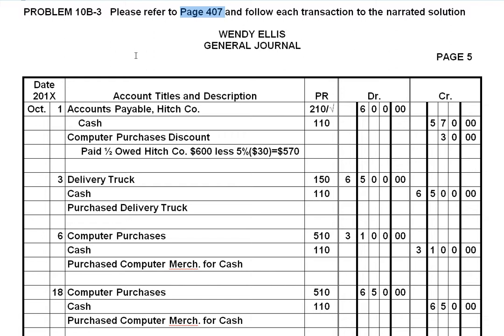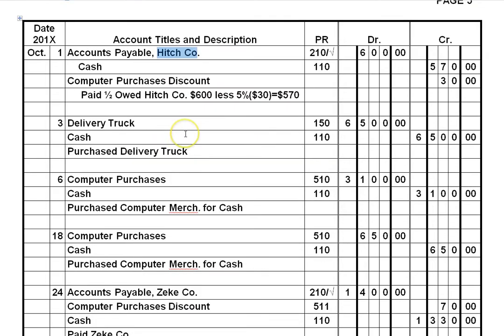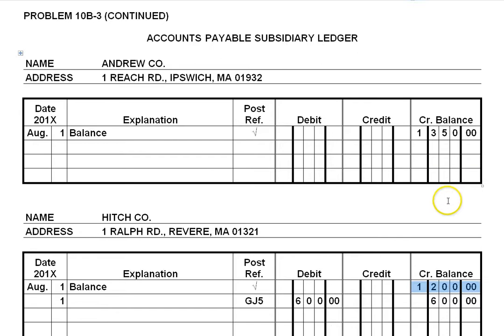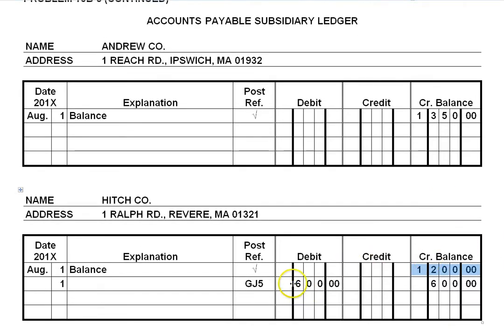The first transaction, again, go to page 407, October 1. We paid half the amount owed to Hitch from a previous purchase. Quickly, I'll go down in the subsidiary ledger and find Hitch's account down here. Prior to this, there was a $1,200 credit balance in the subsidiary ledger for accounts payable. So, as you can see, the transaction's already been posted, which means we're paying off that $600, which is half of the balance of $1,200.